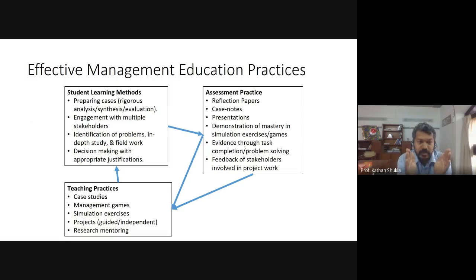Because there's 2 years, this is what they spend their time on, practicing all these different skills. So as part of assessment, हमारे यहाँ assessment practices also includes a lot of reflection papers. They have to reflect a lot on what they are learning, how they are learning. As I mentioned, they prepare a lot of case notes, a lot of presentations, where they have to also demonstrate mastery of the concept that they learned.